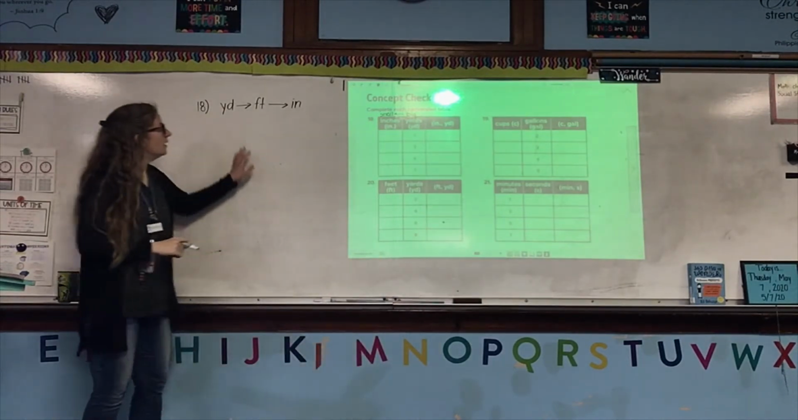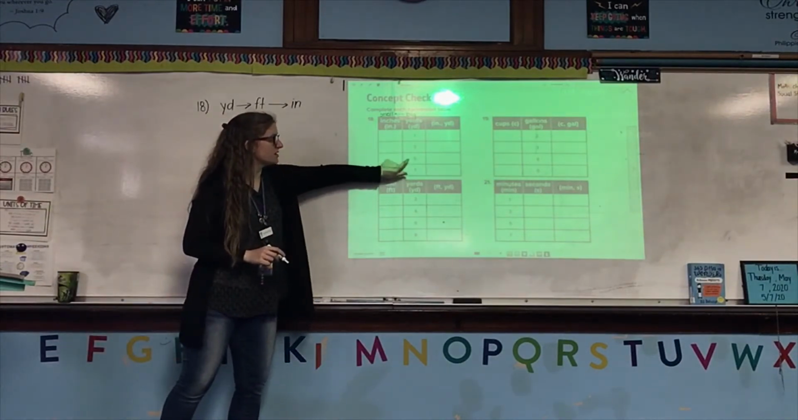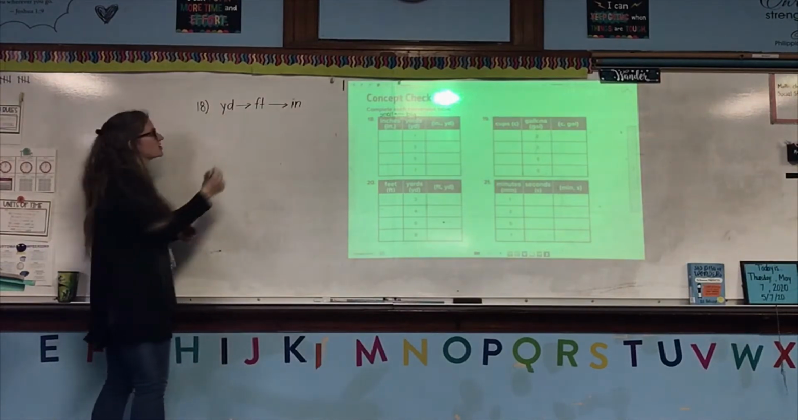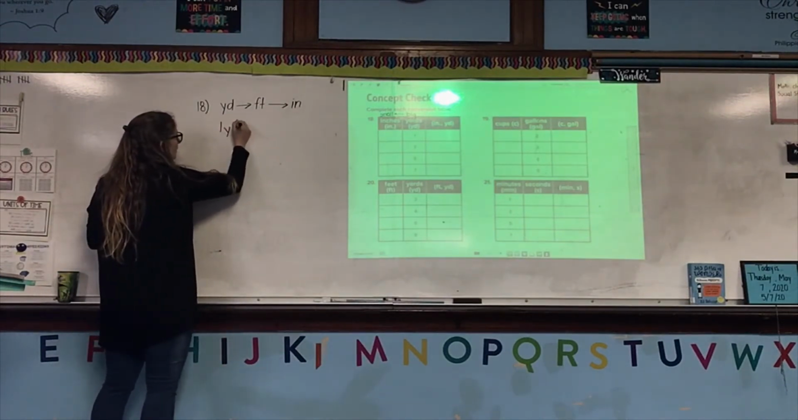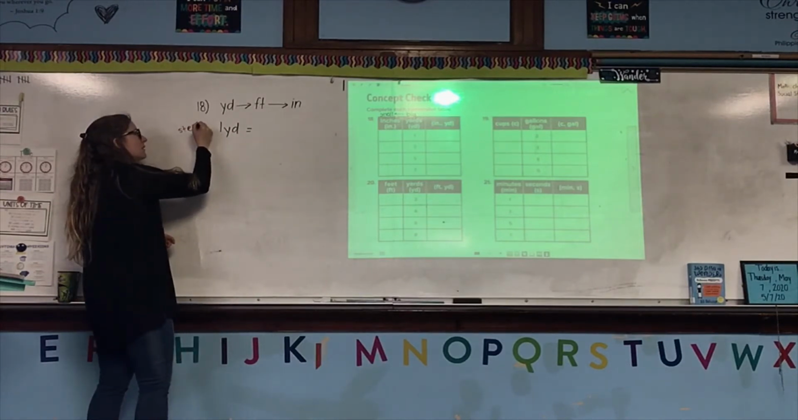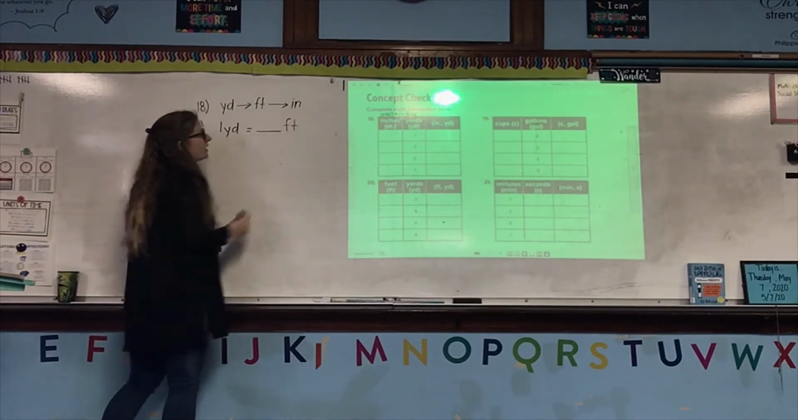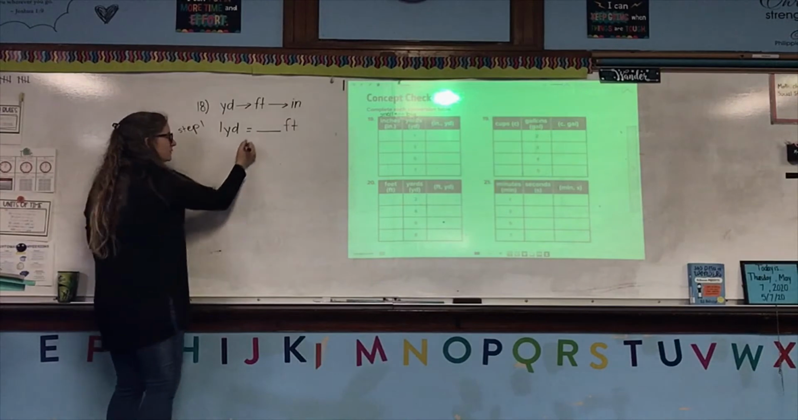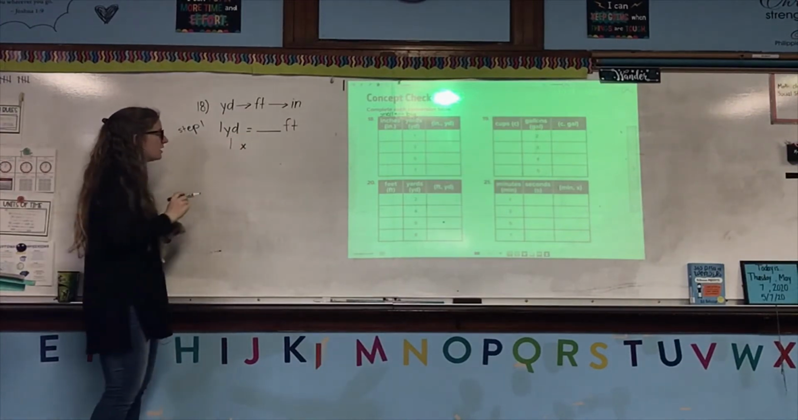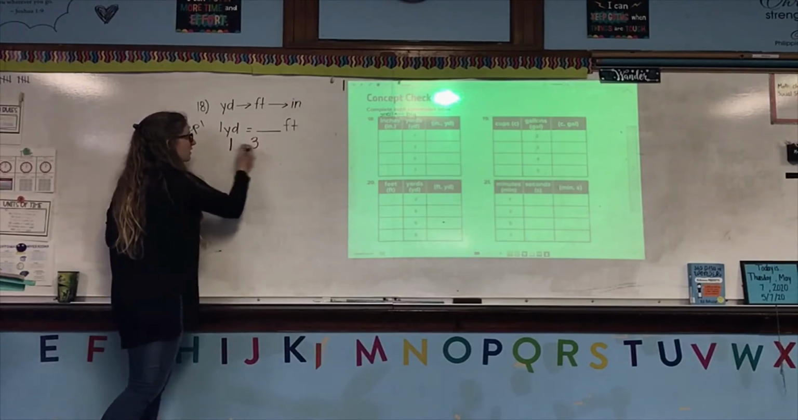So, I know that I have 1 yard, 3 yards, 5 yards, and 7 yards. So first, I'm going to figure out how many inches are in 1 yard. Well, first, step 1 is I have to figure out how many feet are in a yard. I know I'm going from big to small, so I'm going to multiply. I start with what I know, which is 1 yard, and I'm going to multiply it by the number of feet in a yard, which is 3.